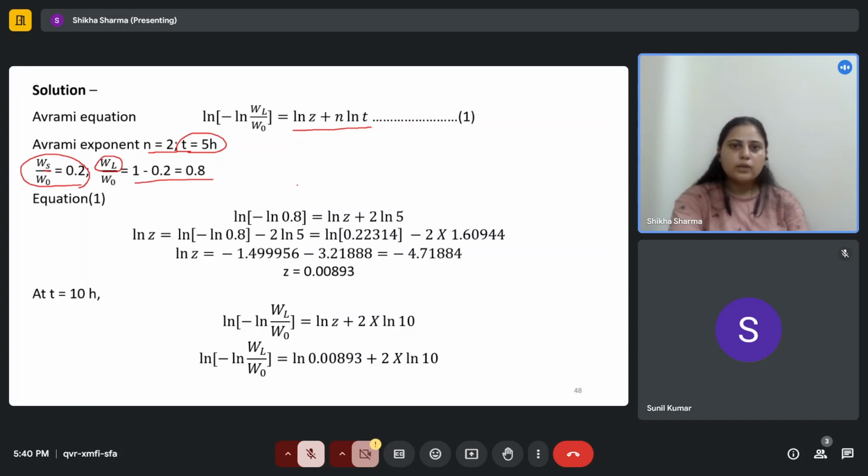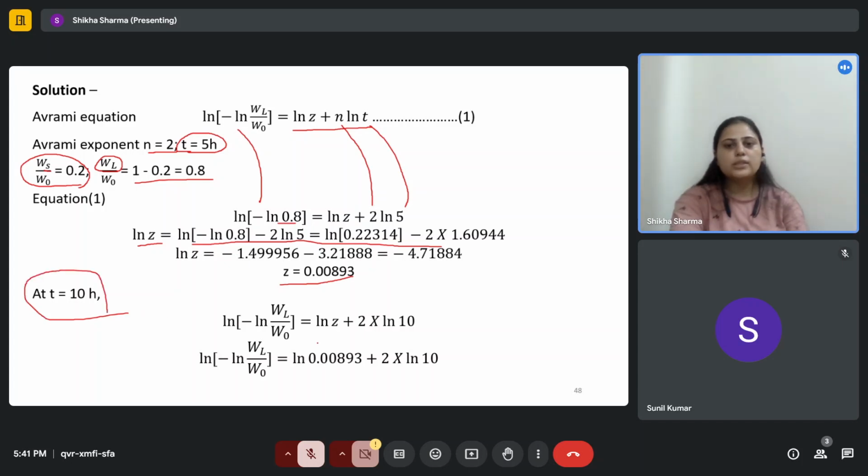So in equation 1 we can put ln of minus ln Wl by W naught, which is 1 minus 0.2 equals 0.8, equals ln Z plus, Z value is not given, n exponent equals 2, ln t when t equals 5 hours. So from this we can calculate ln Z because the rest are known. So Z value is 0.00893.